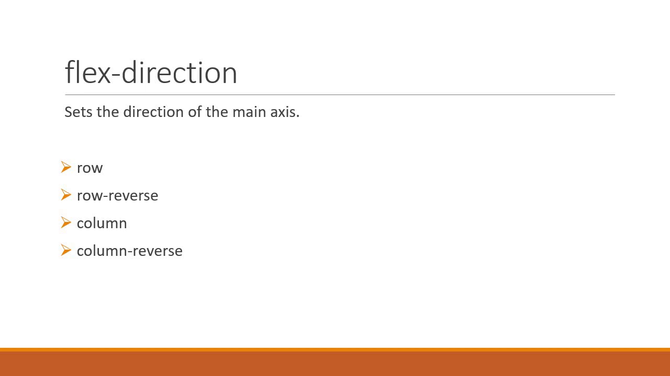So the flex direction sets the direction of the main axis, thereby controlling how the items are placed in a container. Possible values are row, which sets the main axis from left to right, row reverse for right to left, column for top to bottom, and column reverse for bottom to top.